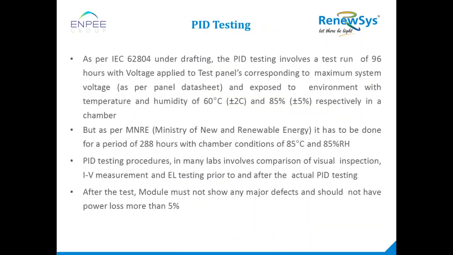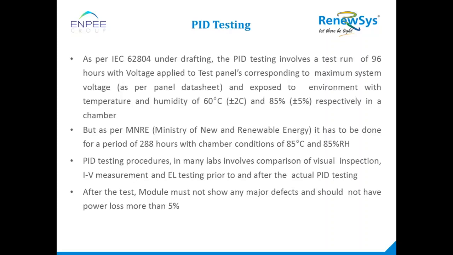Now, in terms of PID testing, actually initially, during the start of the solar industry, the effect of PID was not observed because the solar industry started with system voltages in the range of 600 volts, where the dielectric strength of the materials like the solar cell was enough. But the moment the industry started shifting towards 1000 volts or beyond, the effect of PID started to come into the picture.